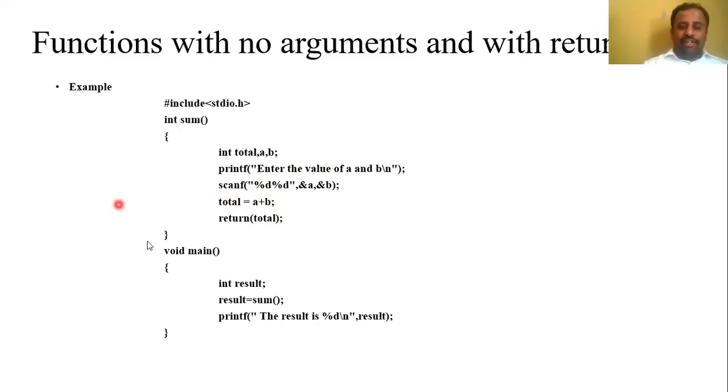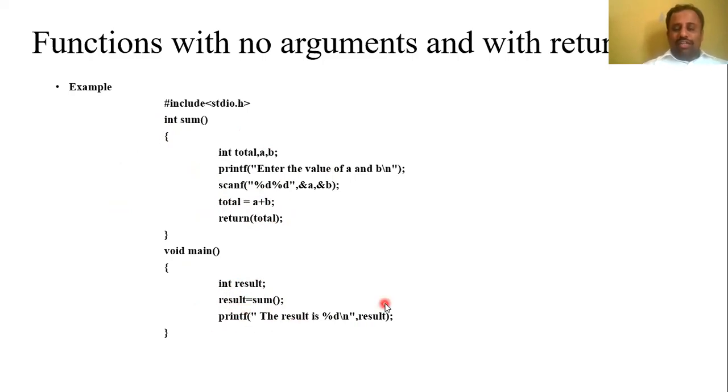It will return the value 15 to where the function is called. Then that 15 is stored in which variable? The result variable. Now I am printing that result. It is without argument, but it has a return value. What value will it return? 15. That value is stored in result, then it will print the value.